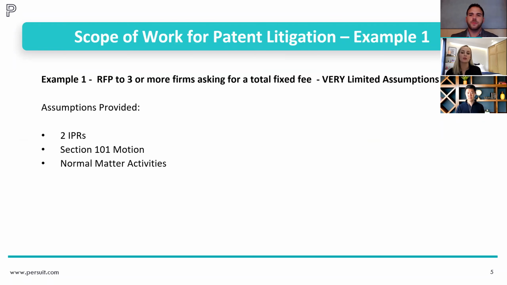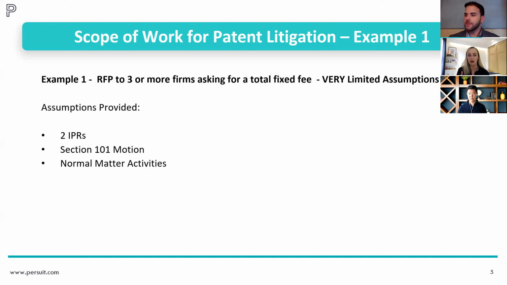So this is a real RFP example from a client that scoped out a patent litigation matter. They drafted this RFP before they sent it to at least 3 firms to participate and respond with their fixed fee proposals. You can see there were 3 assumptions provided here. So this is still a good scope because we've set some assumptions. We've said 2 IPRs, a Section 101 motion, and then normal matter activities. And that's okay, but it leaves the scope very wide and quite loose.